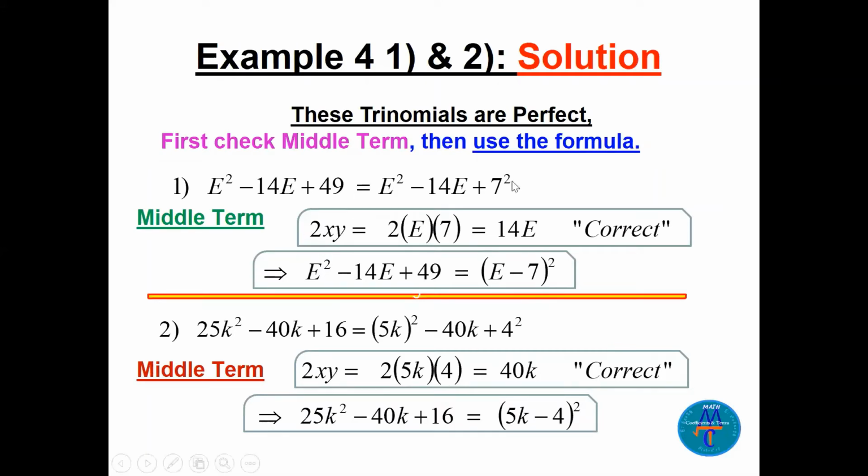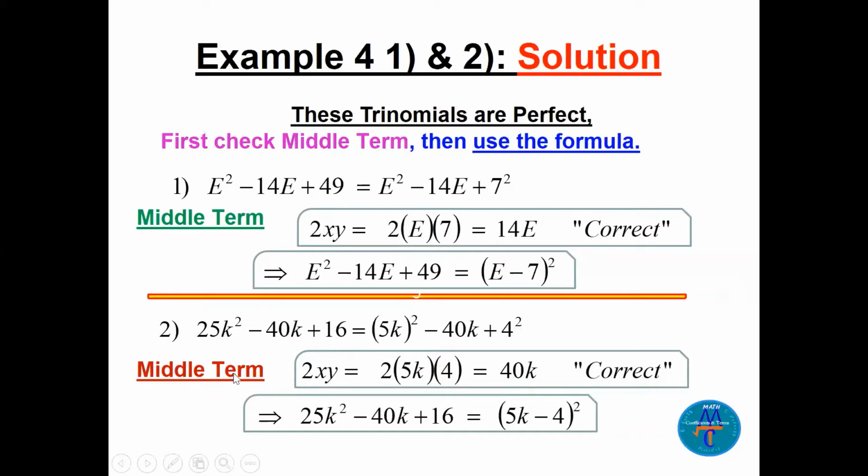The first one, I check the middle term. You see, I told you, 2xy, 2 times e times 7. That's 14e, correct, yes. Let's see here, 25k squared. You play with this number here. You make it 5k all squared minus 40. 16 is 4 squared. Remember, it should be plus.